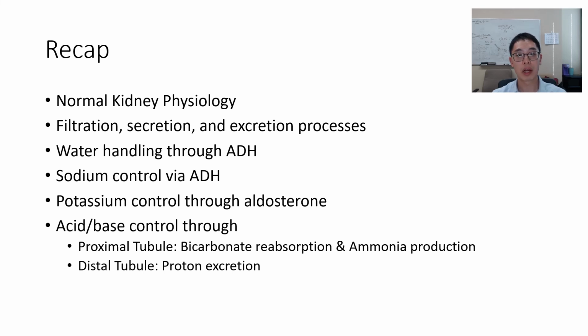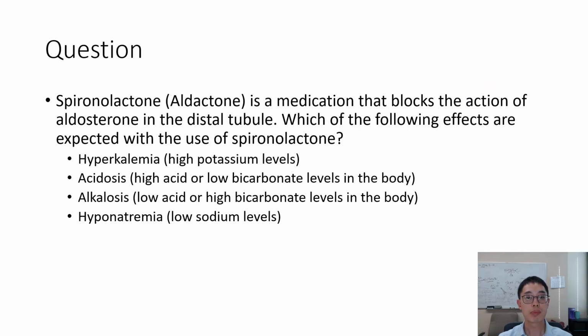I'll leave you with a question that will hopefully help to solidify your knowledge of renal physiology. Spironolactone is a medication that blocks aldosterone in the distal tubule. Which of the following effects are expected from the use of spironolactone? I'll give you a couple minutes to think about this, and then when you're ready for the answer, you can click Next to go to the answer.